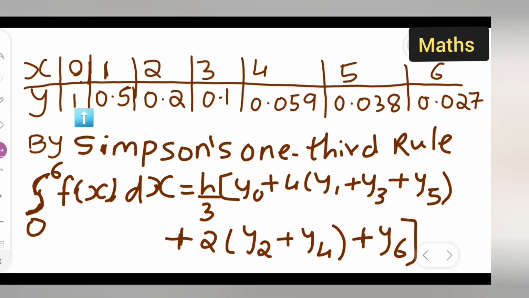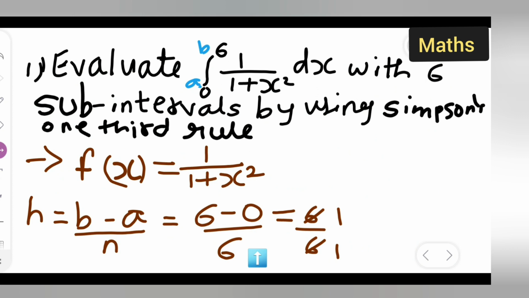Let us turn the page. We can see that x goes from 0 to 6: 0, 1, 2, 3, 4, 5, 6 we have taken. Now f of x is equal to y. How did you get this function y? For 0 it is 1. How come? Let me tell you this.